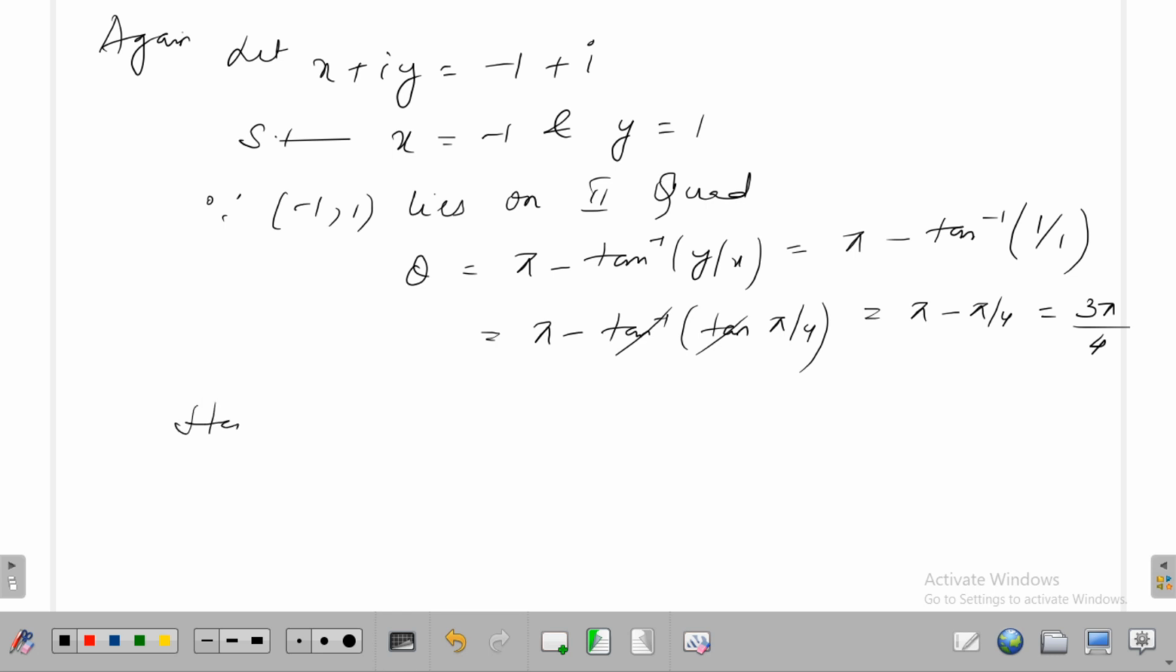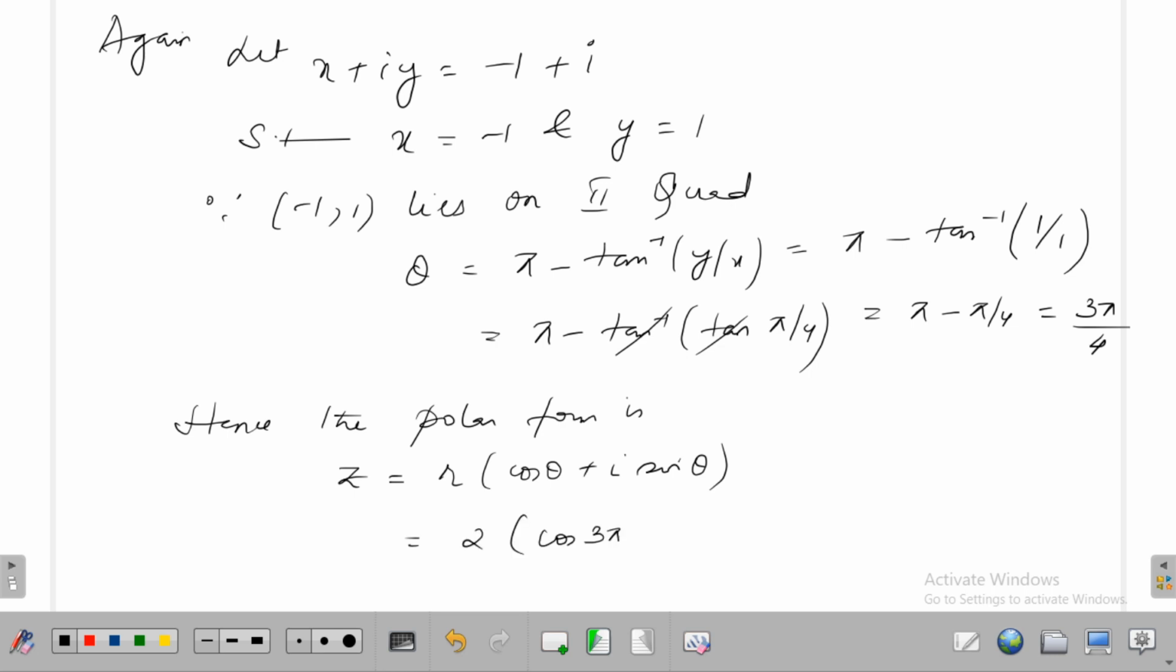Okay, so hence the polar form is nothing more than z is equal to your r, and then this will be cos theta plus i sine theta. So that is nothing more than root 2, and I can say cos 3 pi by 4 plus i sine 3 pi by 4. So that's all about your question number 5. You can pause the video and then check once again.